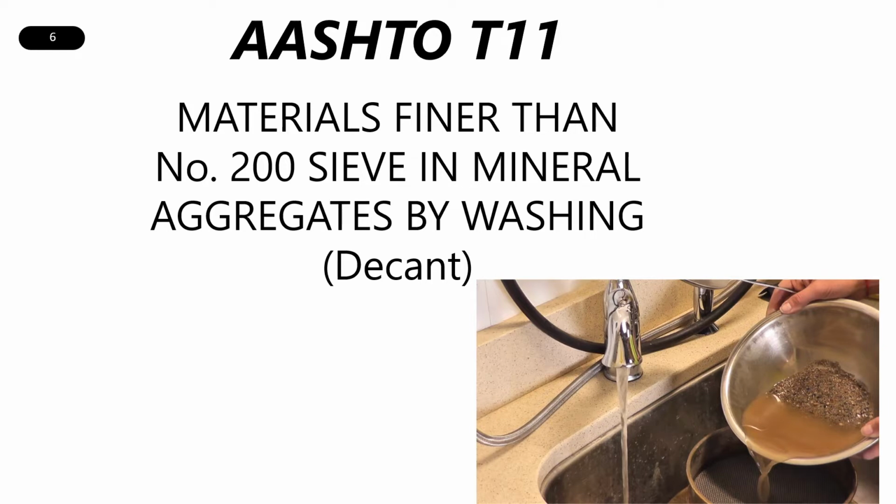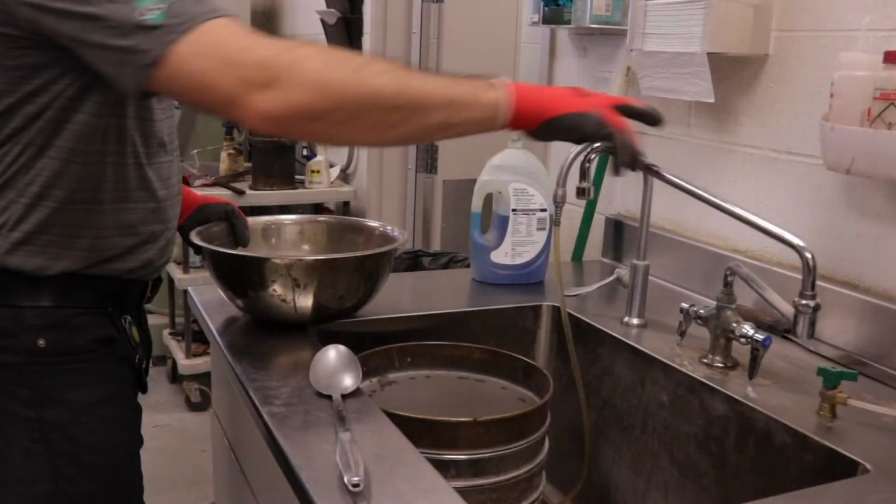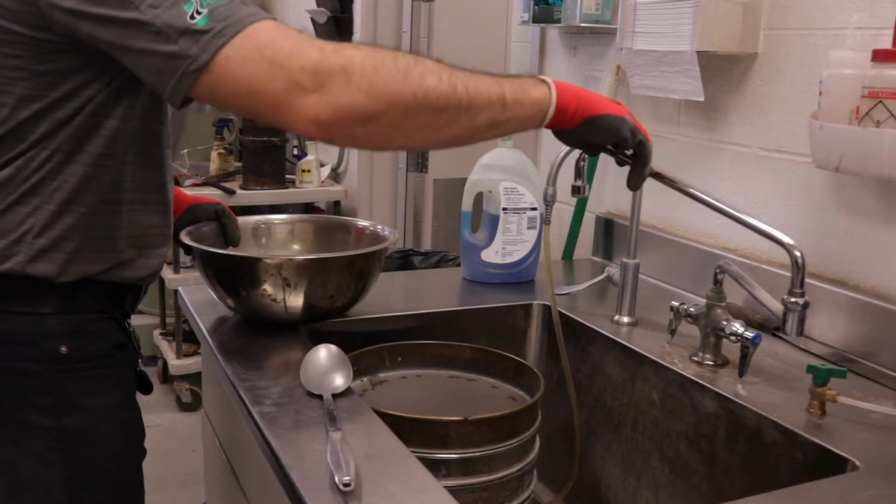Normally, this test is used on the test sample prior to dry sieving by AASHTO T27, and the total amount passing the number 200 sieve is the combination of the wet sieving and dry sieving processes. Plain water is normally adequate to separate the material finer than the number 200 sieve from the coarser material with most aggregates. Materials finer than the number 200 sieve in mineral aggregates by washing, T11.